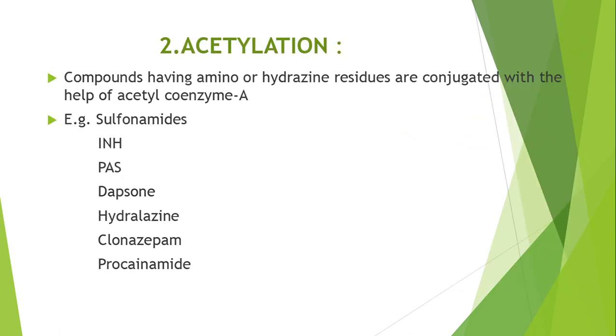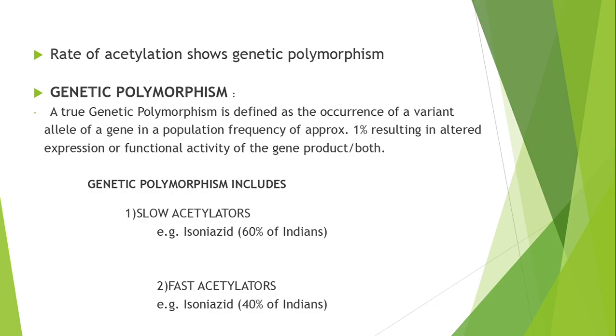Then acetylation. In acetylation, compounds having amino or hydrazine residues are conjugated with the help of acetyl coenzyme A. For example, sulfonamides, INH (isoniazid), PAS (para-aminosalicylic acid), dapsone, hydralazine, clonazepam, procainamide. These undergo acetylation. The rate of acetylation shows genetic polymorphism.